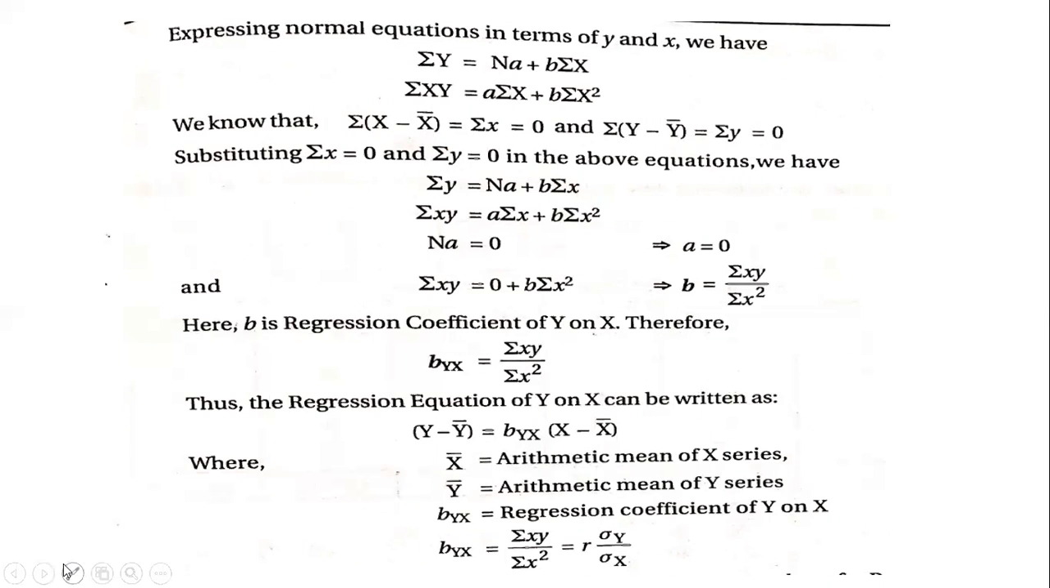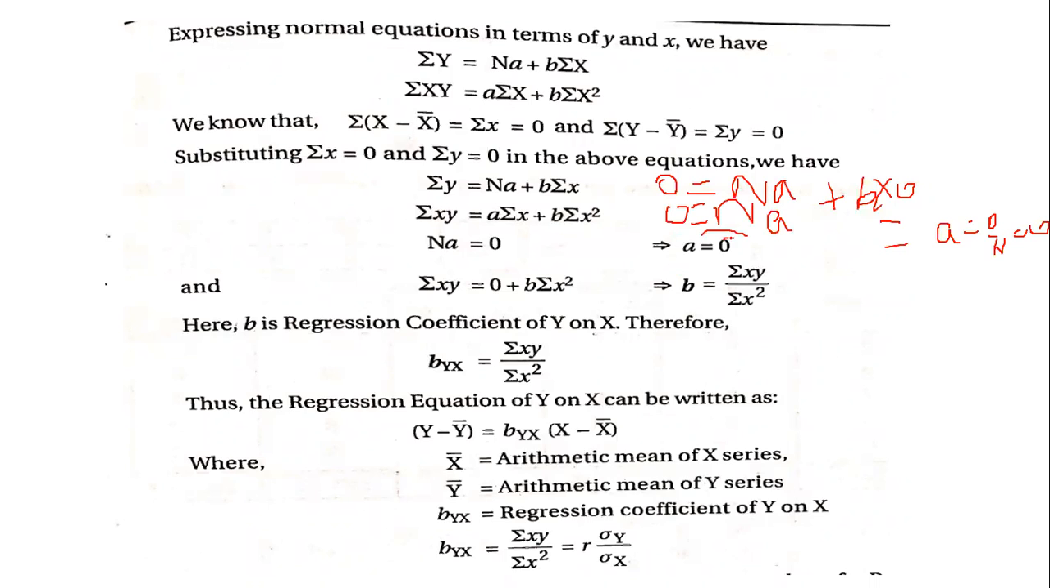So what do you get here? Sigma y is 0, equal to n into a plus b into sigma x, which is also 0. So what is remaining? 0 is equal to n a. And here a is equal to 0 by n, which is nothing but 0. So the value of a is also 0. Now substitute this a equal to 0 in one of the equations.